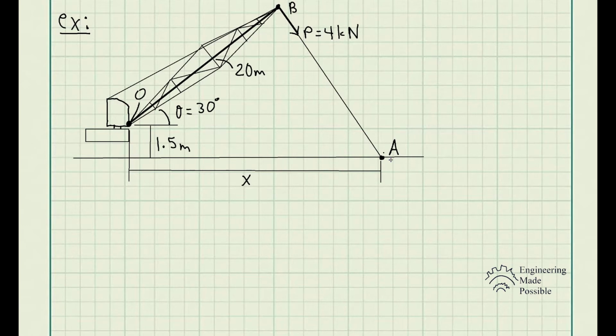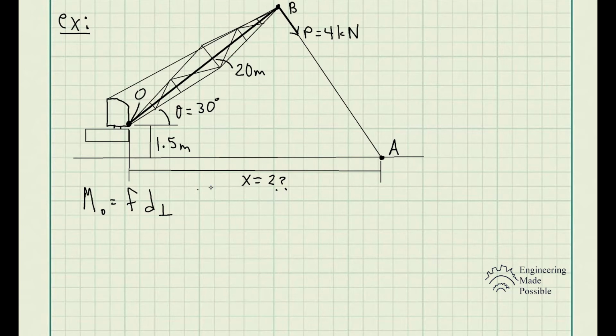What is this moment? So first we have to determine, at what x will this P of 4 kilonewtons have the maximum moment at point O? The main concept of the moment is that the moment about point O is equal to a force times the distance that's perpendicular to this force. So how do you maximize the moment?